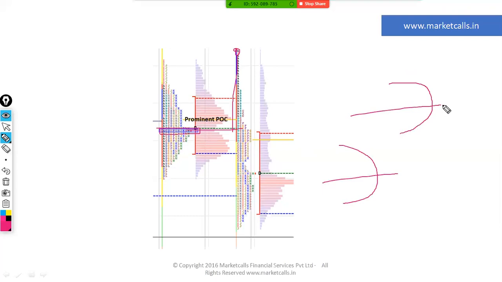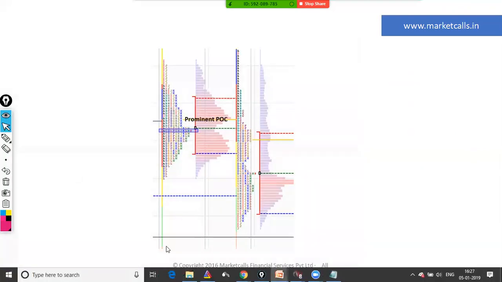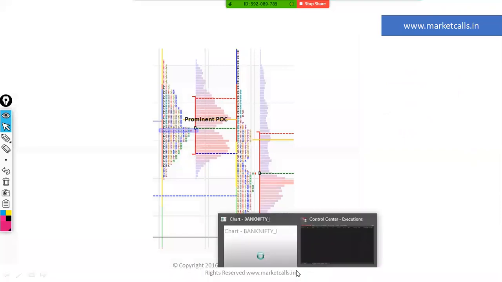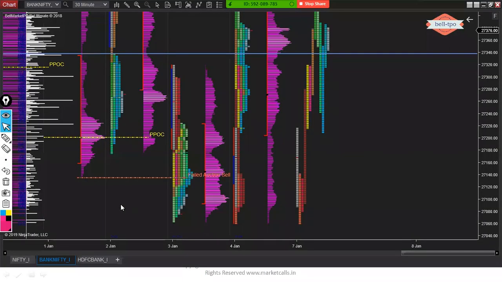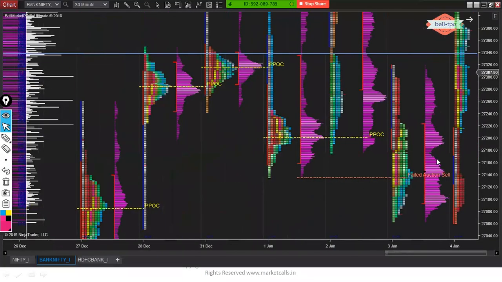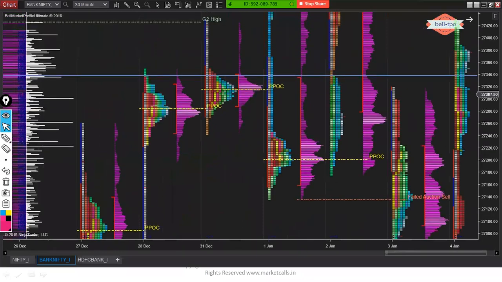There will be one more prominent point of control over here, and price opens, clears this point of control, and clears the other point of control over here as well. Points of control are short-term reference levels. They act like a magnet and have a tendency to clear back. Maybe I can show you some live examples of what happened in Nifty or Bank Nifty. Those are primary target levels. As I said, those could be one of your primary target levels.